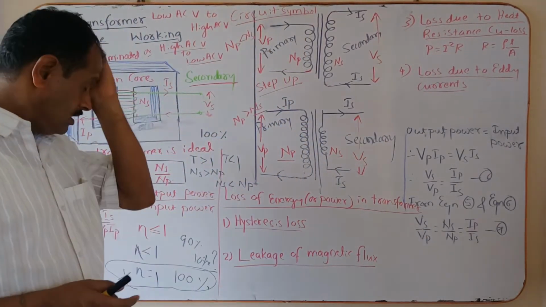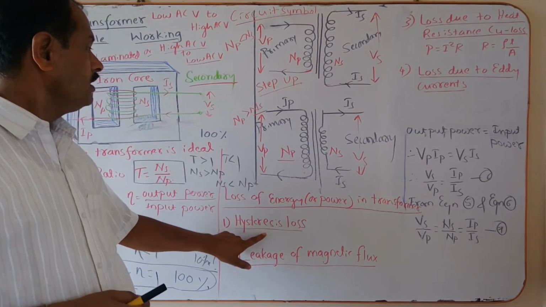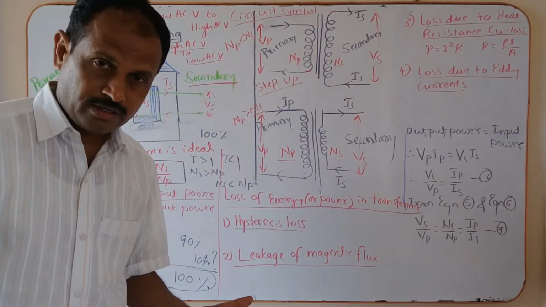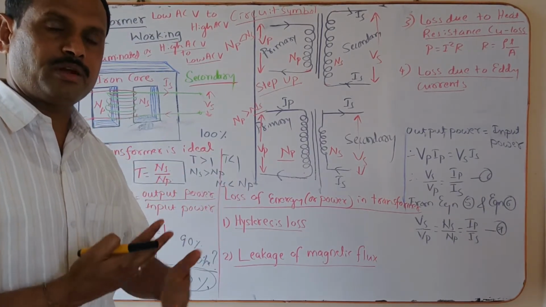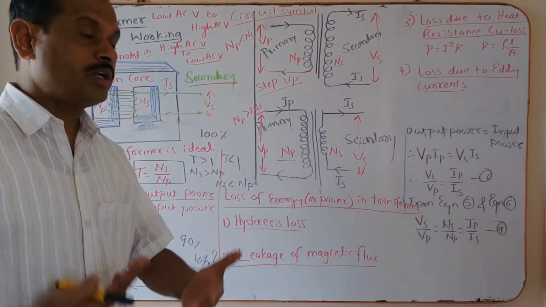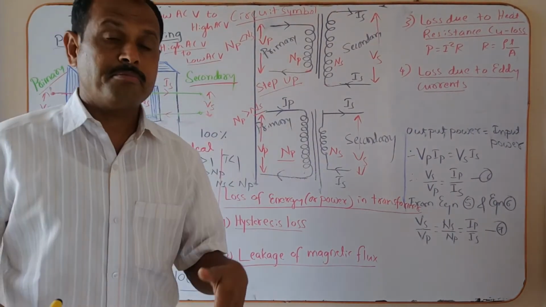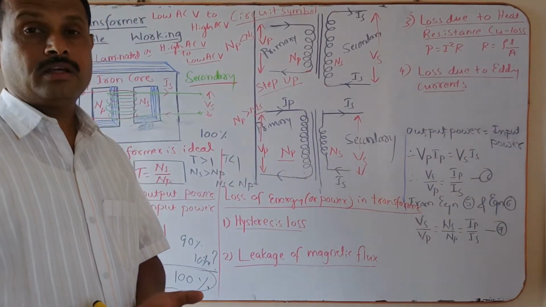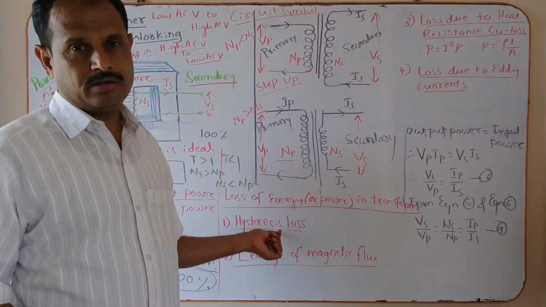You already know about eddy currents. Now, hysteresis loss. During the transfer of voltage from input to output, it is AC. AC means there is a variation. The current varies sinusoidally, or simple harmonically, or periodically. Once the current varies, there is a variation of the magnetic flux. Once the variation of magnetic flux takes place, the core of the transformer is magnetized and demagnetized. During magnetizing and demagnetizing, there is a loss of energy in the form of heat, which is the hysteresis loss.